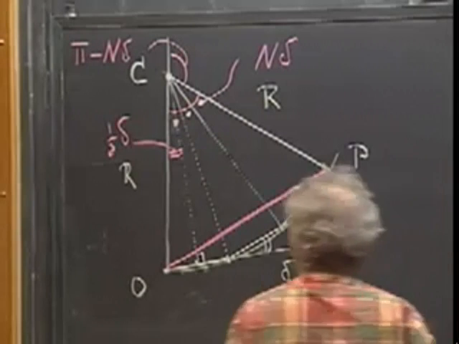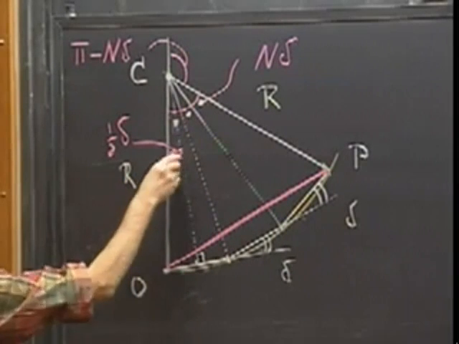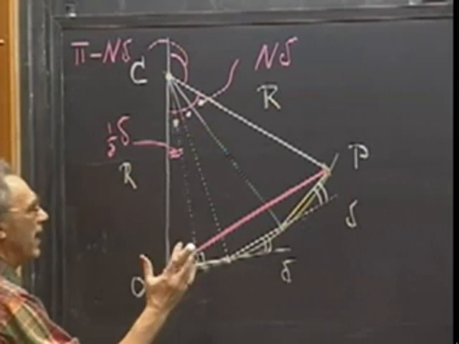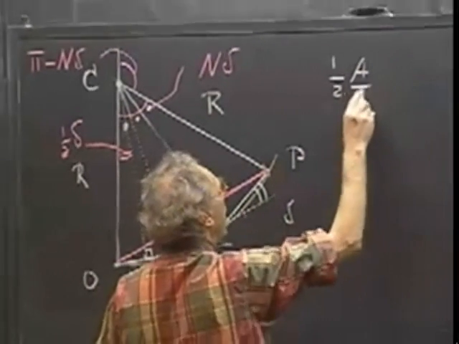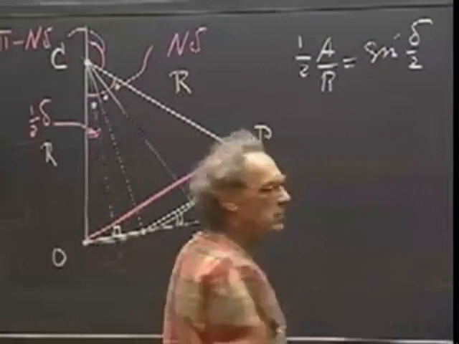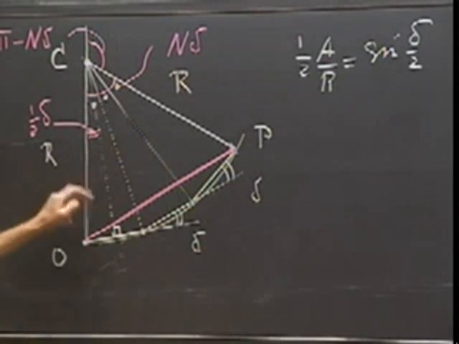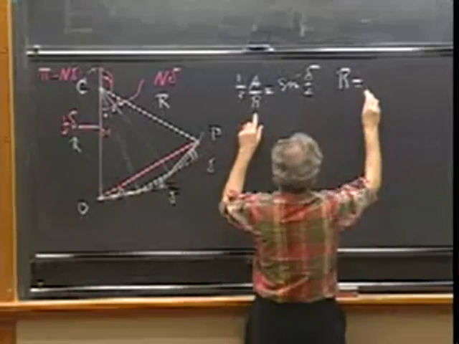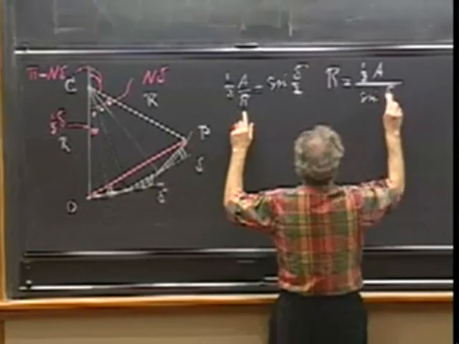First, look at this triangle here, which has a 1/2 delta angle here. This is 90 degrees, and so this part here is 1/2 a. I just give it the length a. So that means that 1/2 a divided by r is exactly the sine of delta over 2. That's exact. It's not an approximation. It's not a small angle approximation. This is exactly the sine of that angle. In other words, my radius r is 1/2 a divided by the sine of delta over 2.